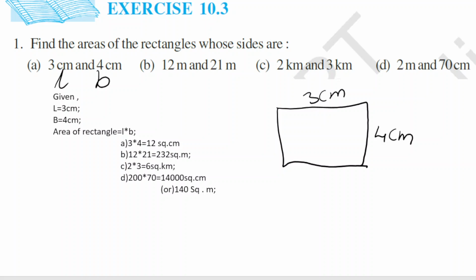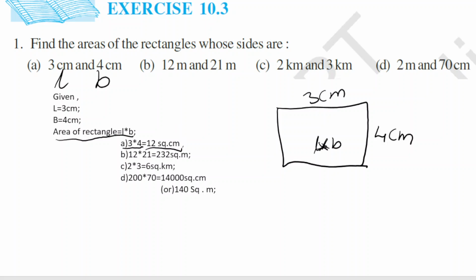And you know the area of the rectangle is length into breadth. This I have explained in my previous videos. So here L is given as 3 centimeters and breadth is given as 4 centimeters. So this is 3 into 4, that is equal to 12 square centimeters.